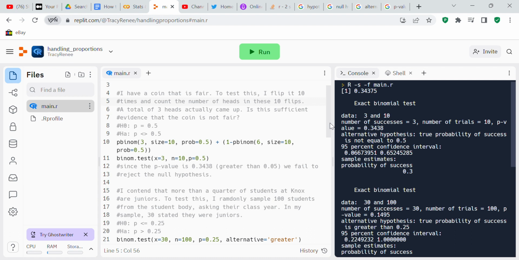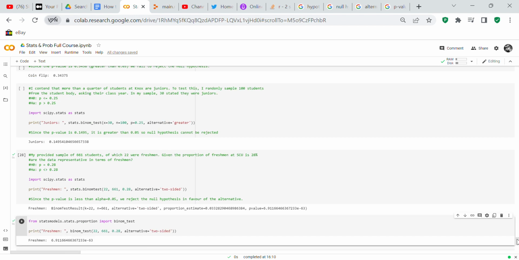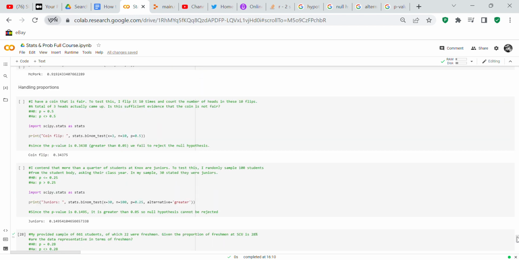We're only going to use for this code review binom.test(x = 3, n = 10, p = 0.5). And so we have a p-value of 0.3438.